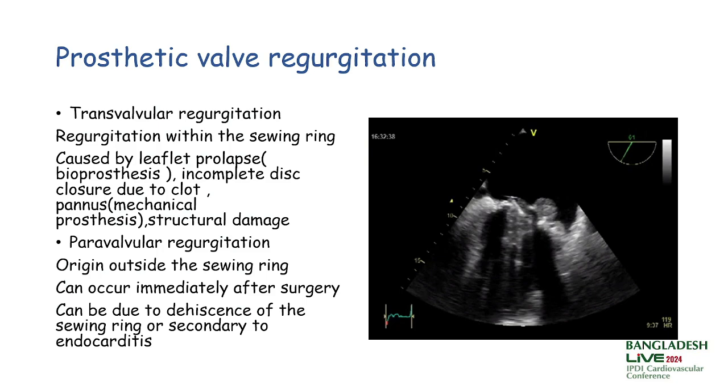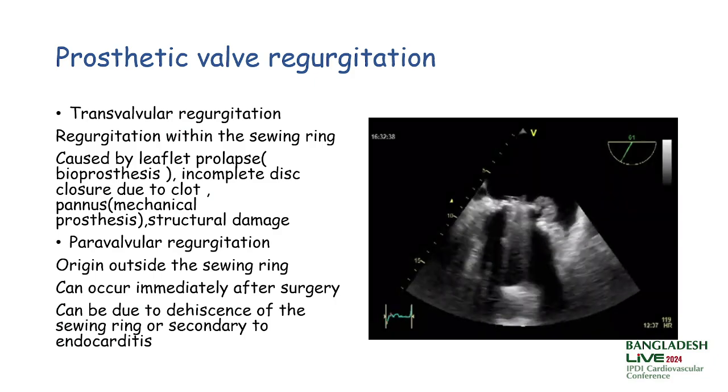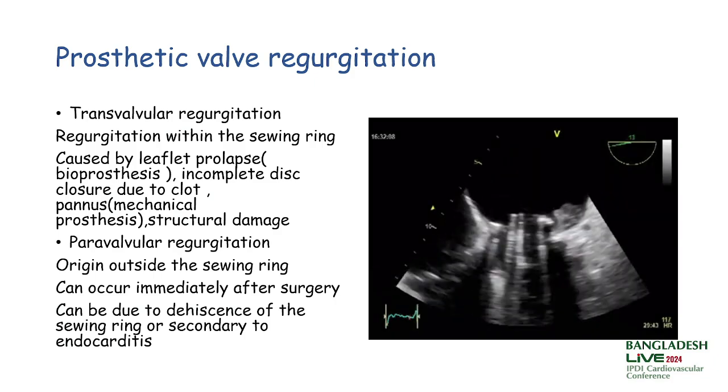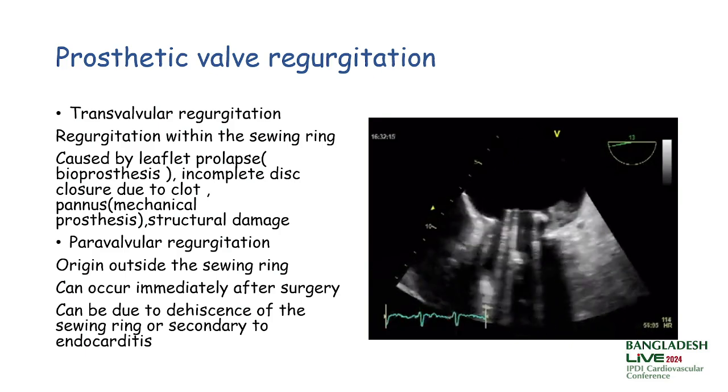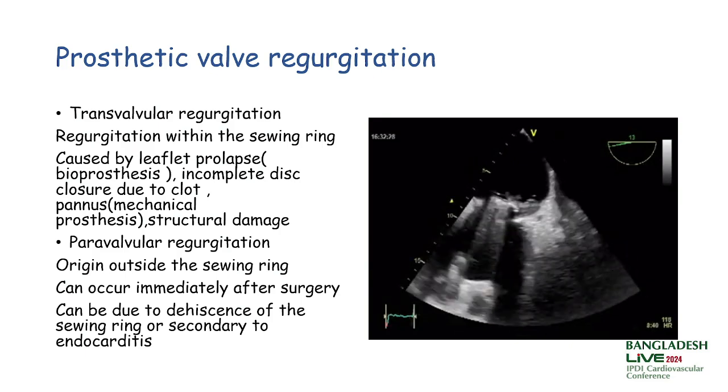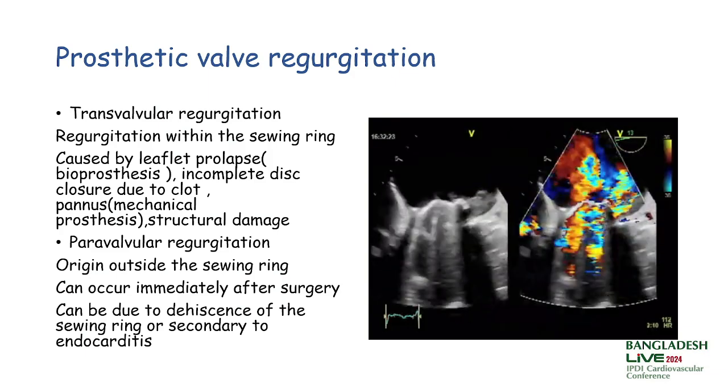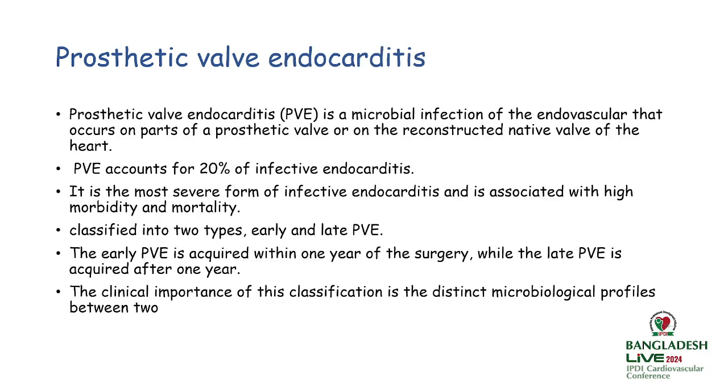During evaluation of prosthetic valve regurgitation, we have to think whether it is a transvalvular regurgitation or perivalvular regurgitation. Here we are seeing a bileaflet mitral prosthesis, and there is a dehiscence causing severe perivalvular regurgitation.